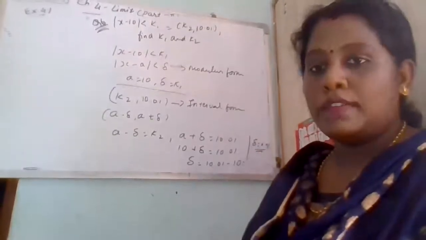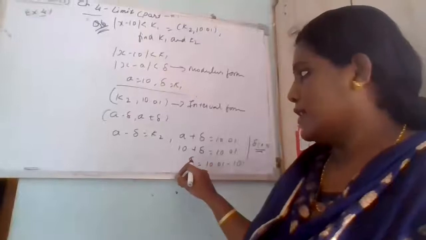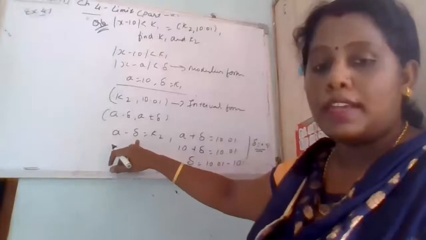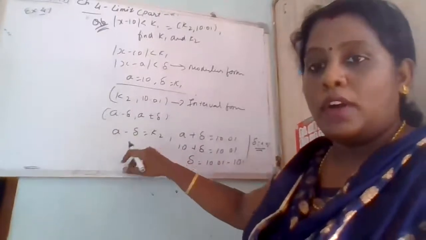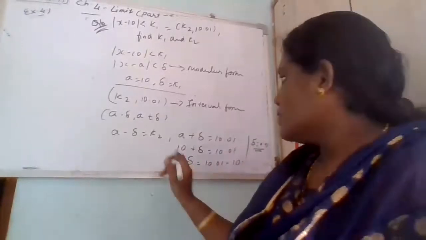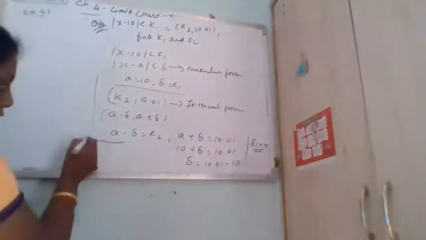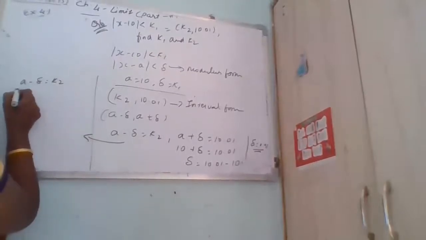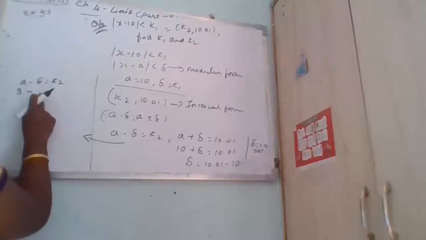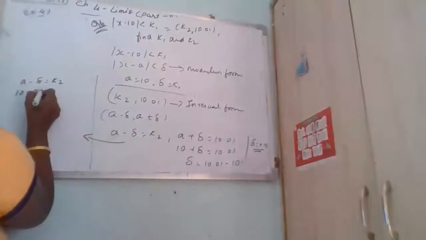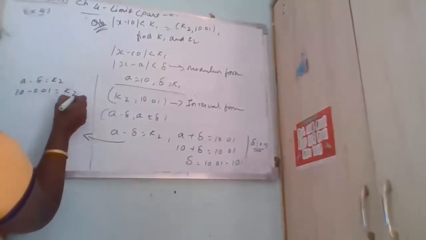So here you got the value of delta by substituting this one. Here, suppose if you substitute a here, then you will not get any answer. For getting an answer, you substituted in this, right? So now what we have to do, this delta you have to substitute in this one. That is a minus delta equal to k2. So a is 10 minus 0.01.